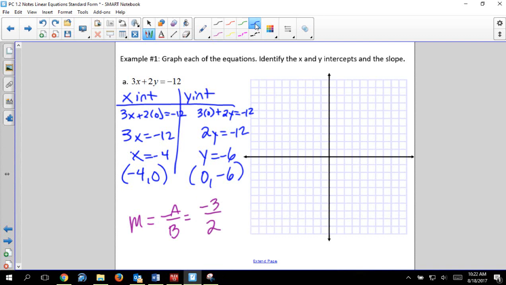When you go to graph this, you have 3 pieces of information, but you actually only need minimally 2. So you can choose what 2, or you can use all 3 things to graph it. So I'm going to start by saying I could just graph the x and y intercept and connect them. Ooh, we need straight edges.